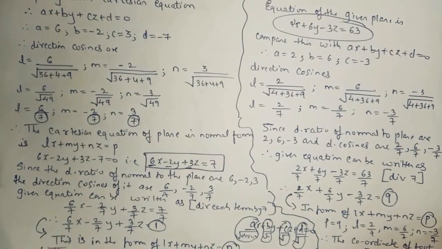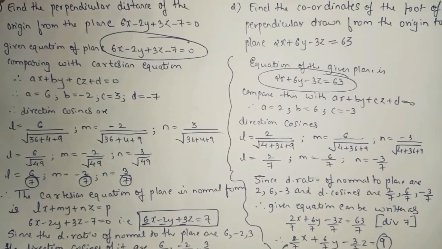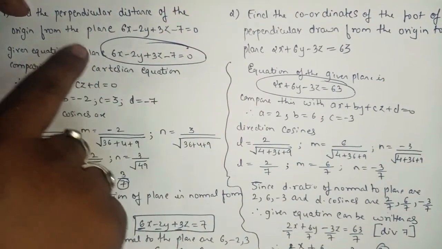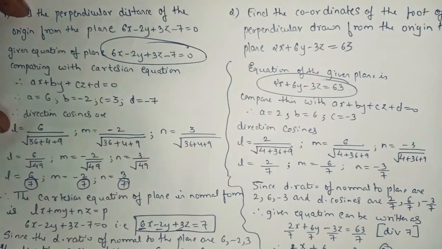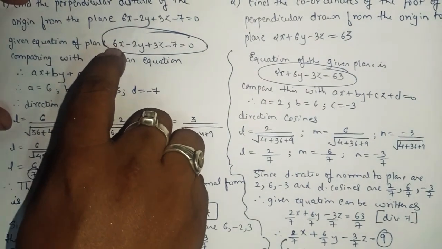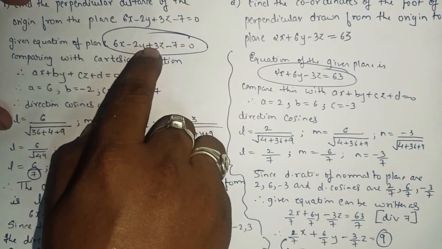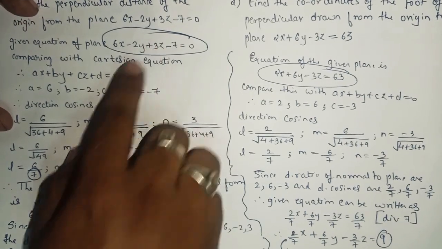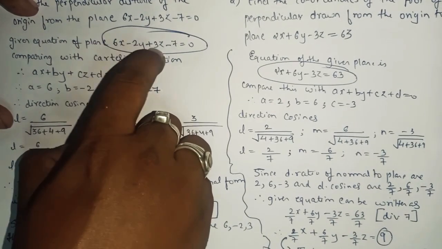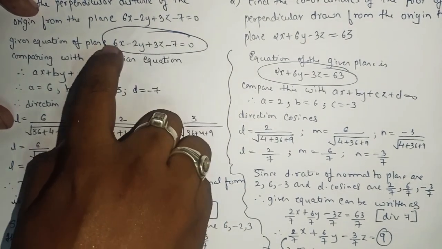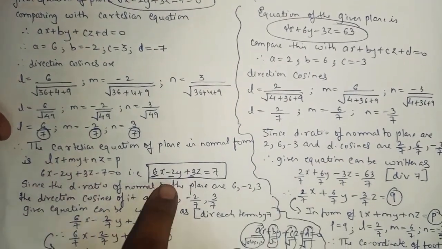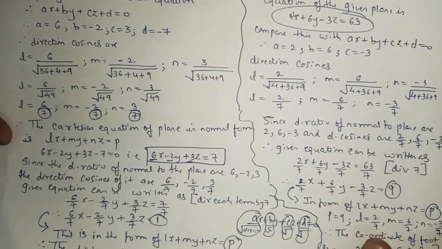I hope you all understood both these sums. Okay, so exactly what I did in both these sums, I had converted the given equation into a normal form. So this actually 6, minus 2 and 3, it was the direction ratio, and this 6 upon 7, minus 2 upon 7, 3 upon 7, simply when you divide each term by 7, it will get converted into what? Direction cosine.